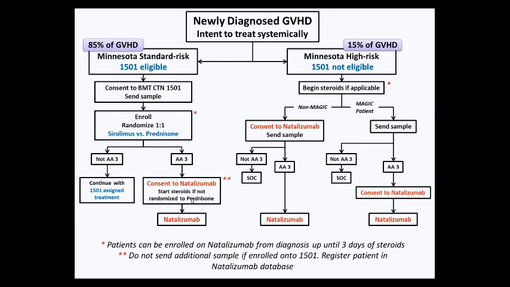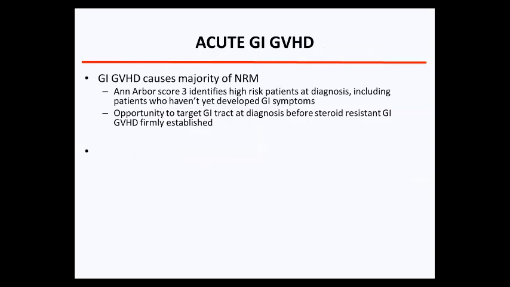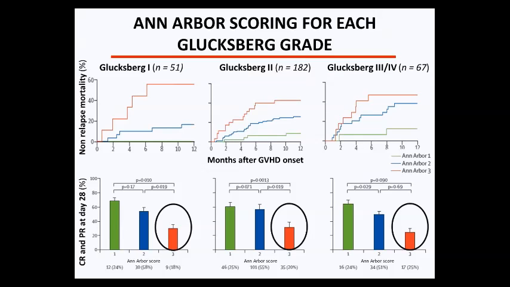The Ann Arbor scores were determined in 20% of the population that we did this study on, with grade 1 patients. The scores were derived when the patient was not on systemic therapy. It was almost entirely skin GVHD treated with topical therapy, but a sample was obtained, whether or not those patients were on systemic steroids at the time. Those patients were equally likely, if they were Ann Arbor 3, to die.